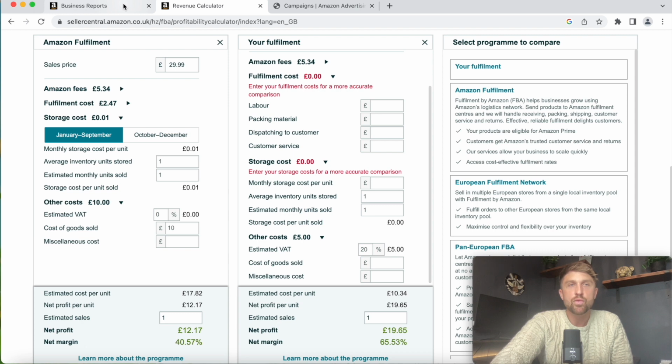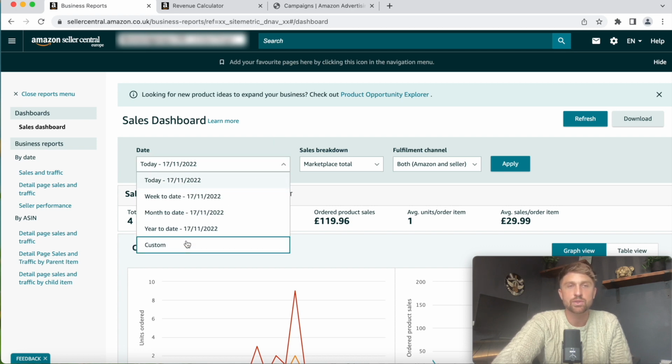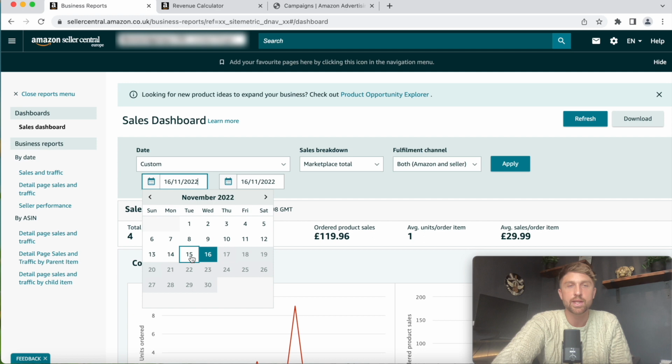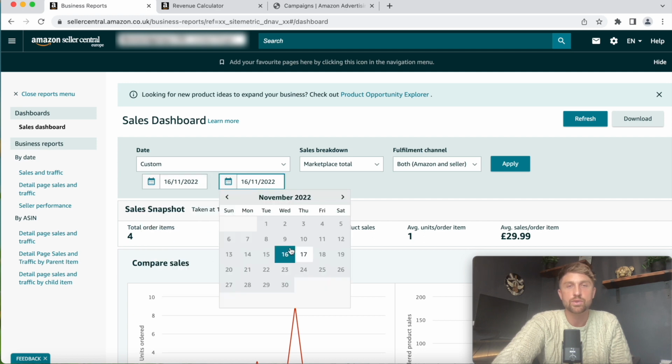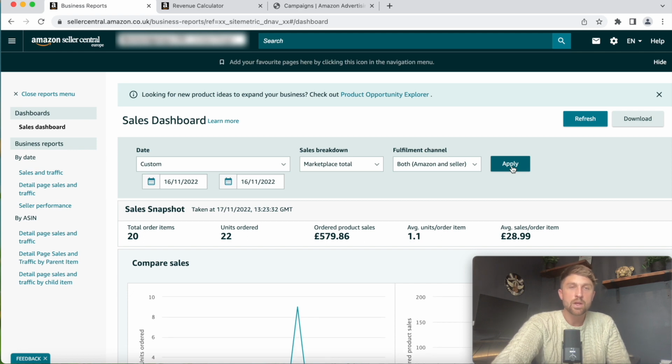So if we move over to business reports, now we're going to have a look, not at today, we're going to have a look at yesterday. So we'll customize this and we'll run it the 16th to 16th and we'll apply. So yesterday we generated £579.86 in sales with an average sale price of £28.99. And I was happy with that day.